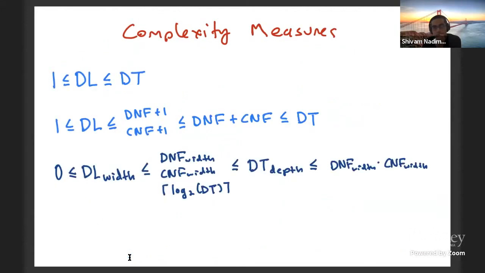Okay, so decision lists are a generalization. They're a more powerful model than decision trees. So, for any function, its decision list size is at most its decision tree size. For Boolean functions, we see that decision lists are more powerful than both DNFs and CNFs, which are more powerful than decision trees. And we also have width or depth versions of all of these size measures. And these satisfy the inequalities that you see below.